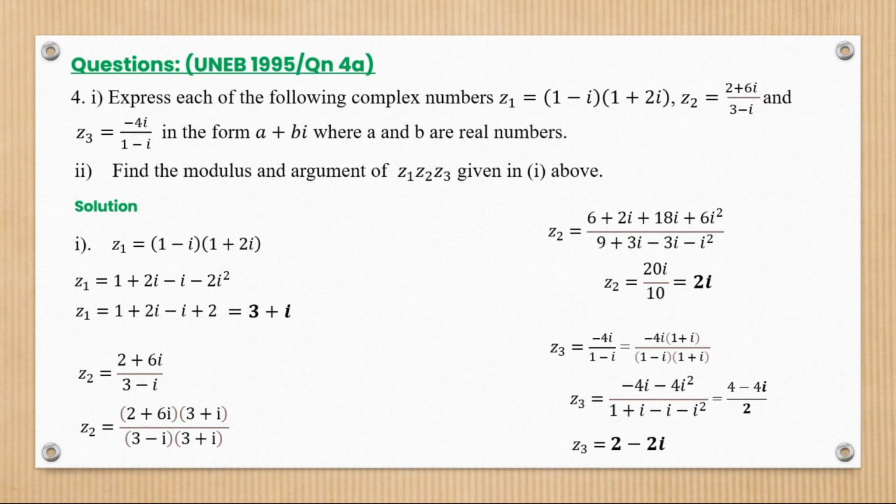So that's the simplified version of all of Z1, Z2, and Z3. We've expressed all of them in the form a plus bi. So now in part 2, we're going to find the modulus and argument of the product of Z1, Z2, and Z3.